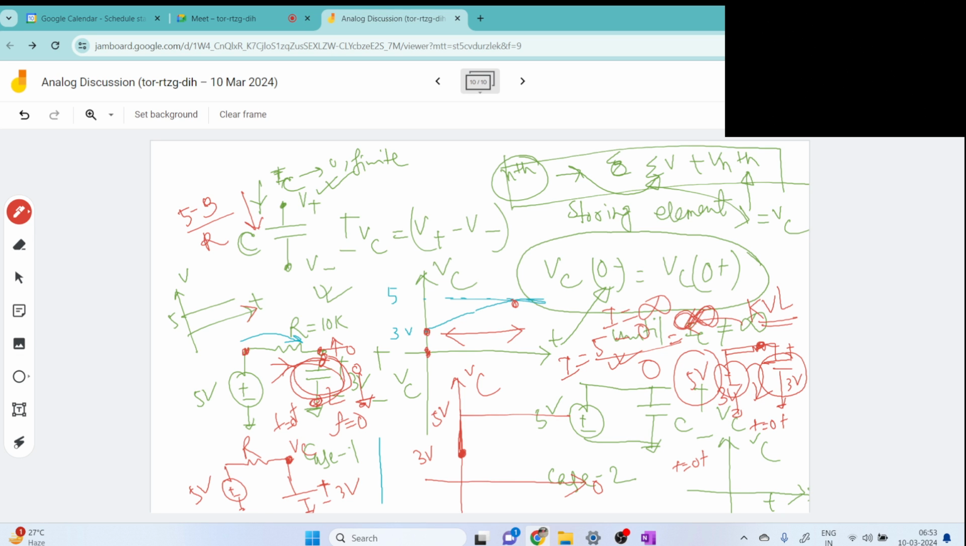This is the instant changing. The capacitor cannot change its potential across it unless there is an infinite current. So here we can see that in this case, the current.